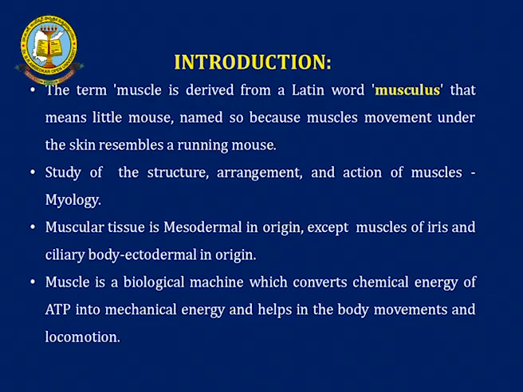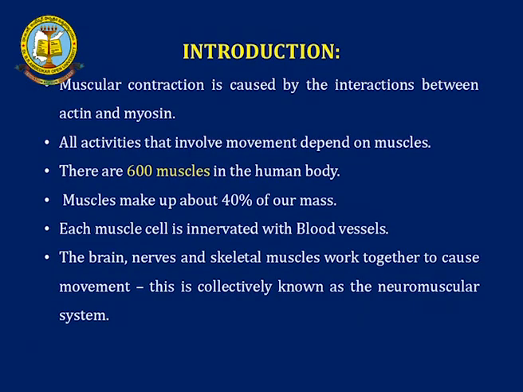Muscular tissue is mesodermal in origin except the muscles of the iris and the ciliary body, which are ectodermal in origin. Muscle is a biological machine which converts the chemical energy of ATP into mechanical energy and helps in movement and locomotion. Muscular contraction is caused by the interactions between actin and myosin. All the activities that involve movement depend upon the muscles.